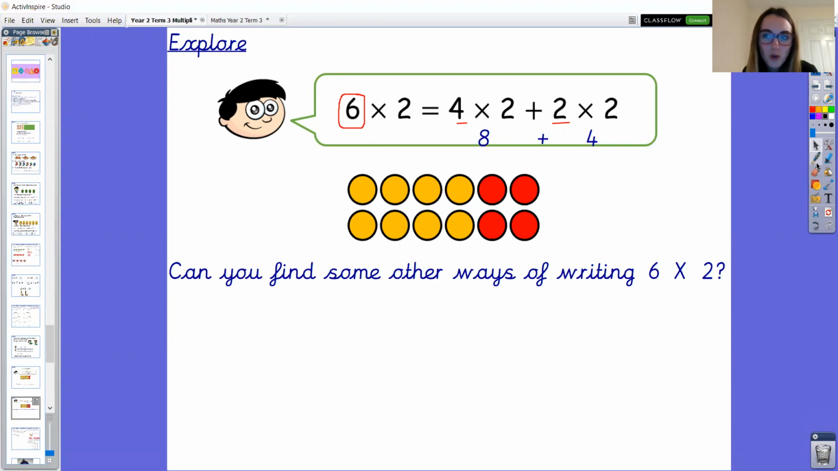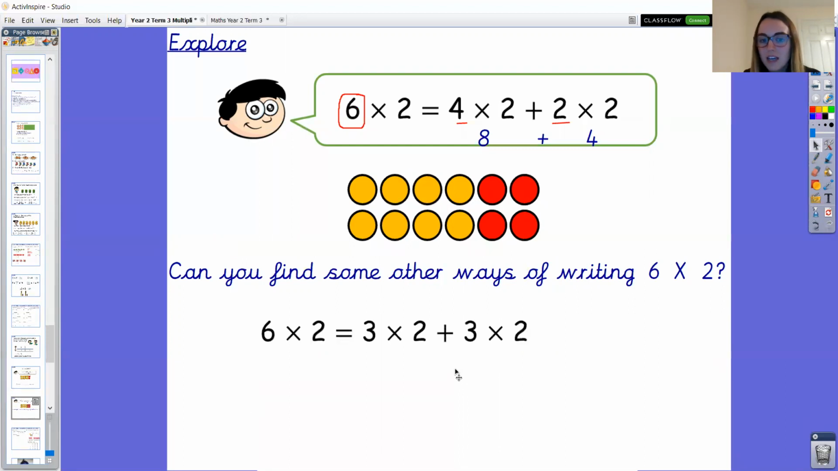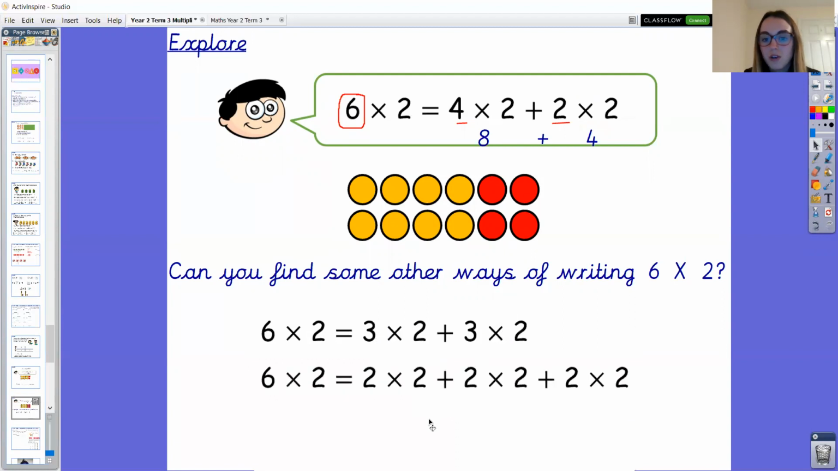Well done, Year 2. I'm sure that really got you thinking. I'm going to share some ideas with you. So you could have written 6 times 2 is the same as 3 times 2, add 3 times 2. That'd be the same as 6 add 6. You could have also written 6 times 2 is the same as 2 times 2, add 2 times 2, add 2 times 2. So that would be the same as 4 add 4 add 4.